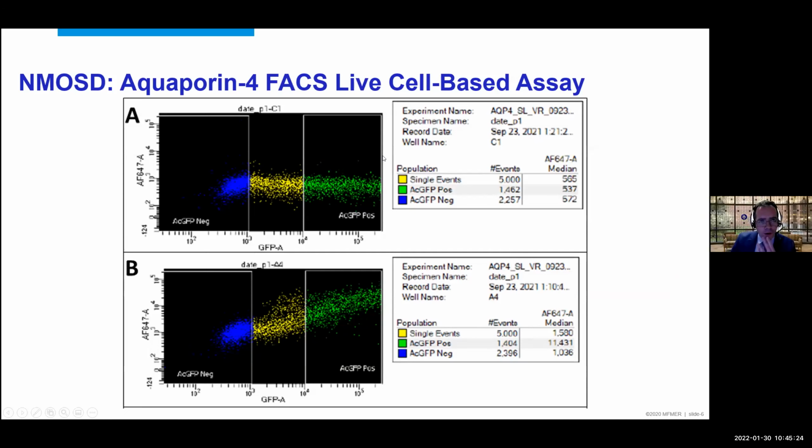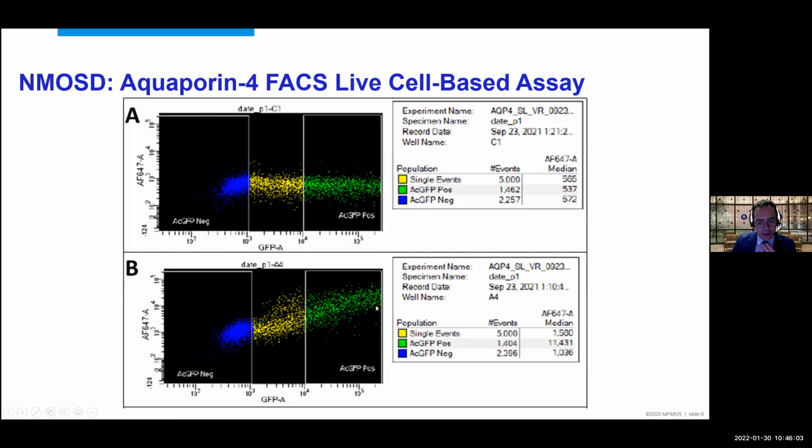The aquaporin 4 antibody assay that we use currently is the live FACS assay. And here's an example of what we do here. So what we have is live cells in culture, and some of the cells are transfected with the aquaporin 4 on the surface. And this first sample at the top here is a negative sample. And then what we have is a positive sample here, where we can see the binding to the receptor in these cells. We use that, and then we divide it by the median fluorescence intensity in the cells that don't have aquaporin 4 on the surface, and we have a cutoff.